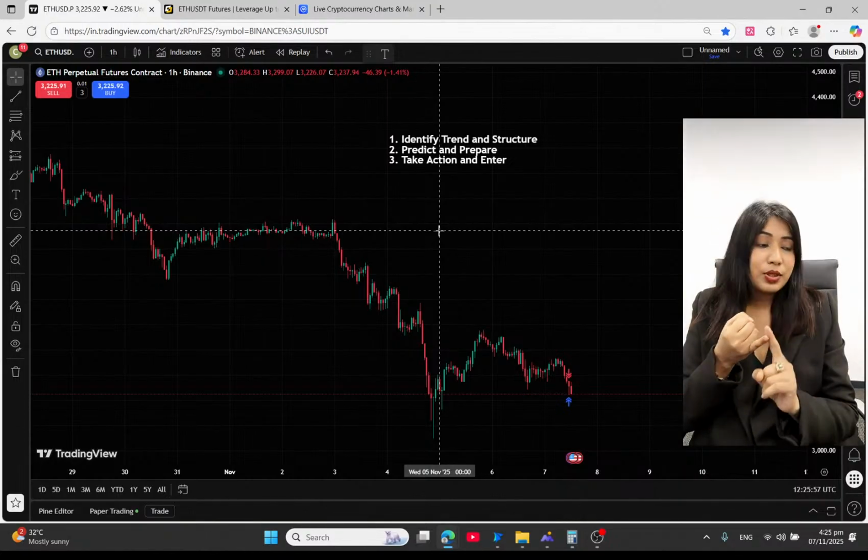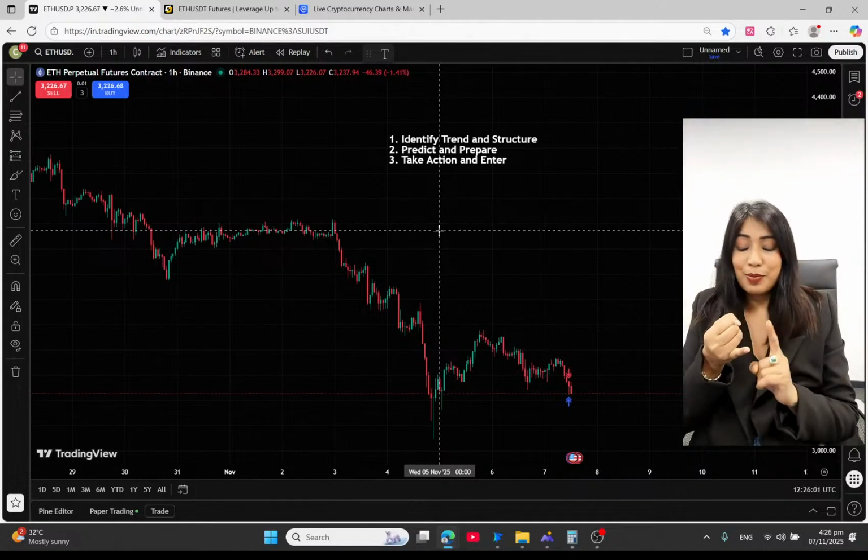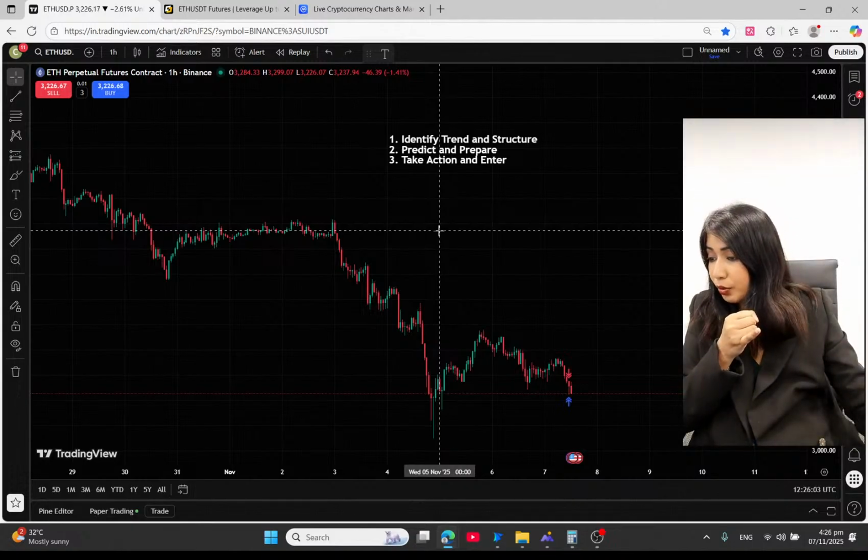So if you are somebody who is a low risk taker, your goal should be to pick up all the stable cryptocurrencies. And how?